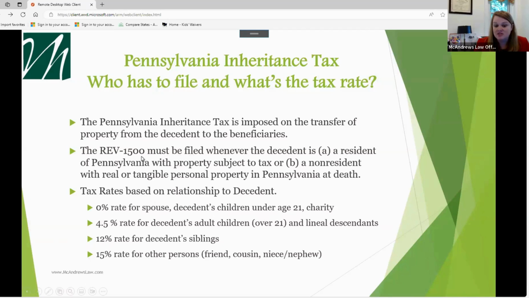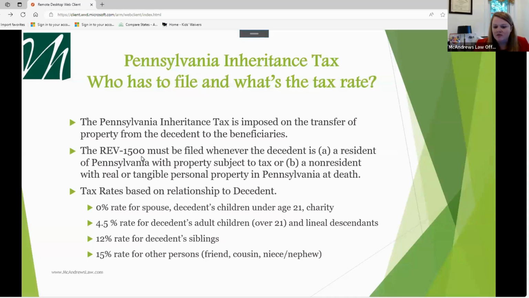The inheritance tax return has to be filed whenever the decedent is a resident of Pennsylvania with property that's subject to tax. So notice, property that's subject to tax, not necessarily tax liability. So if you have property that's subject to tax, even if it's zeroing out, you're still supposed to be filing a Pennsylvania inheritance tax return.